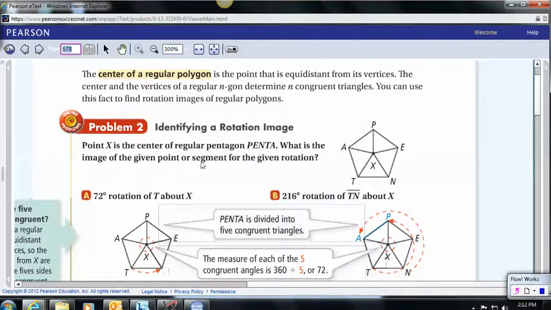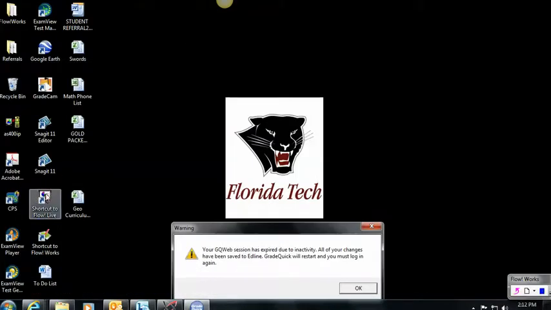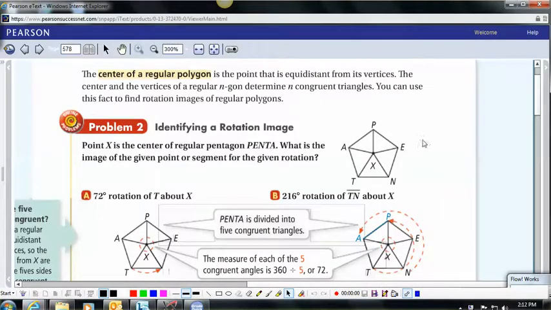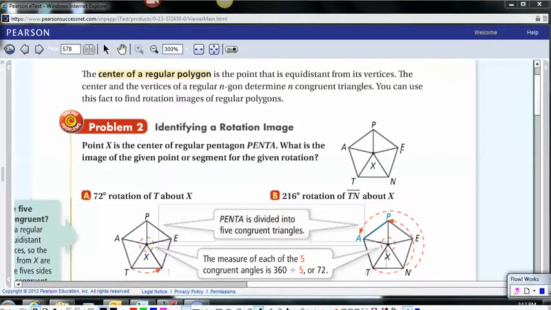What is the image of the given point or segment for the given rotation? All right. Can you picture this shape rotating on top of itself? Yes. Okay. If the shape has 5 sides and you take 360 in your calculator and divide it by 5, what do you get? 72 degrees. So each time we turn this shape and it sits on top of itself again, how many degrees are we rotating? 72 degrees.